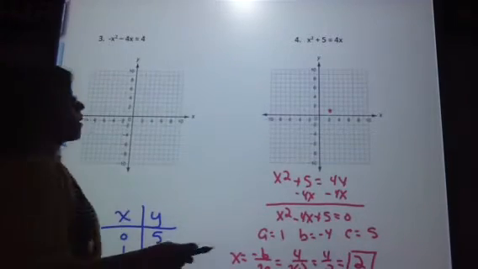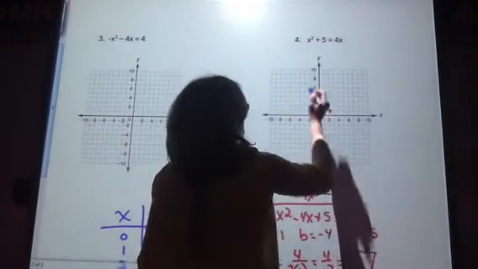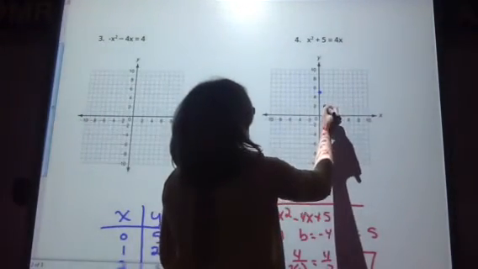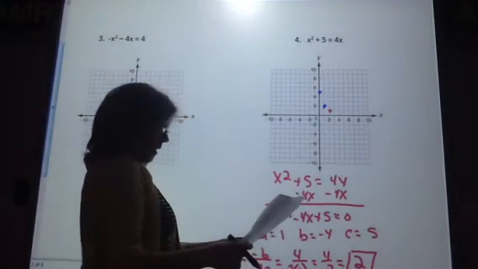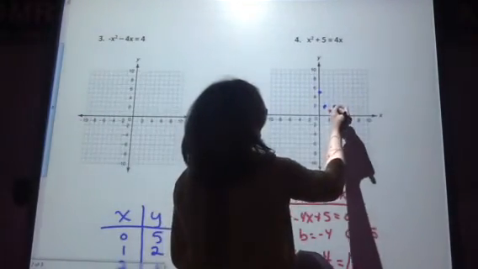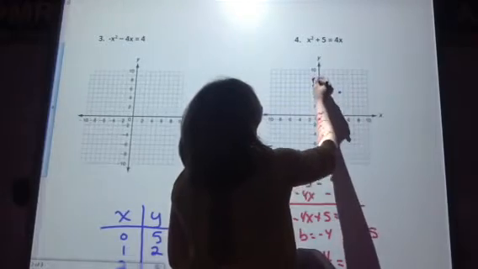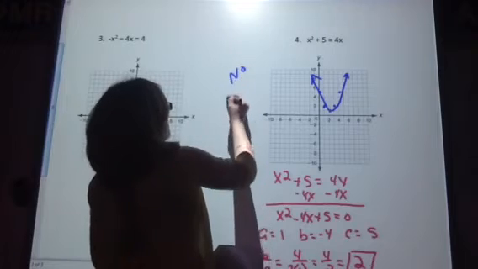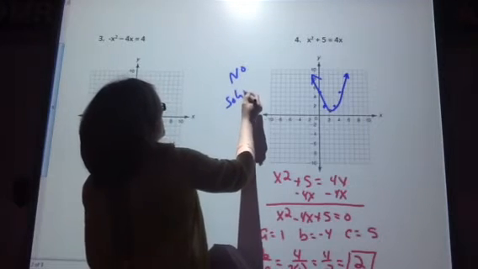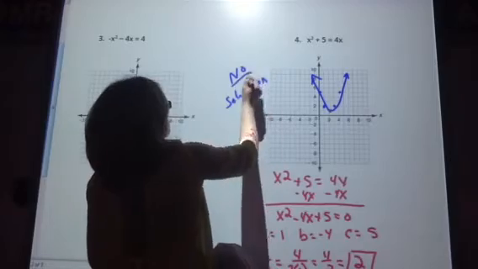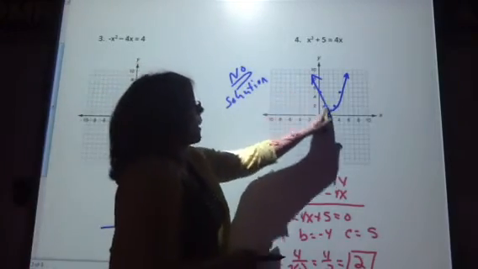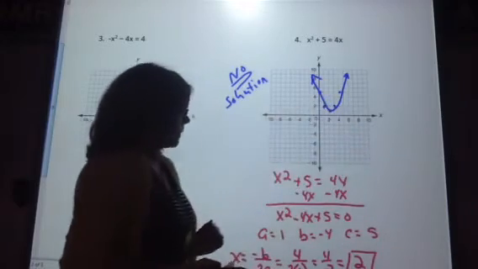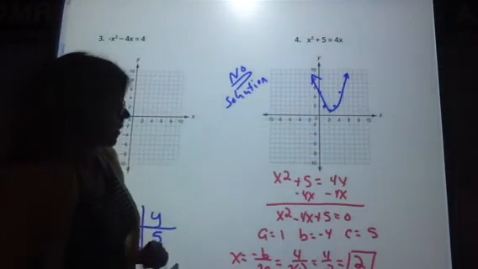Okay, so we have 0, 5. We have 1, 2. We already graphed our vertex. We have 3, 2. And we have 4, 5. Now that's why there's no solution. This one is an example of a no solution. And the reason why is this parabola will never intersect the x-axis. It's above it. It's one shift above it, okay?